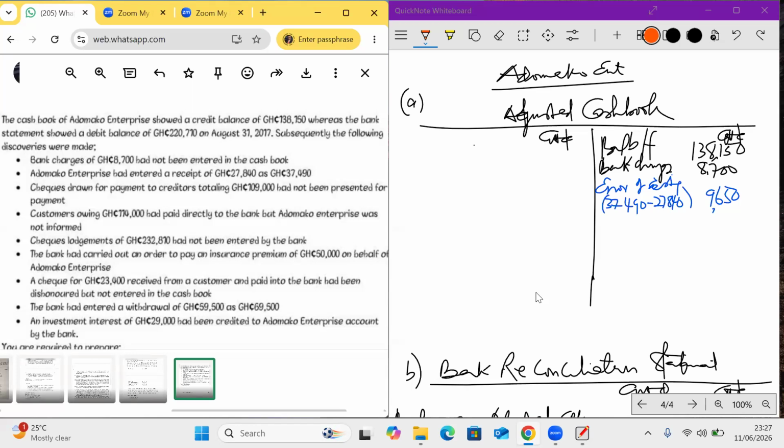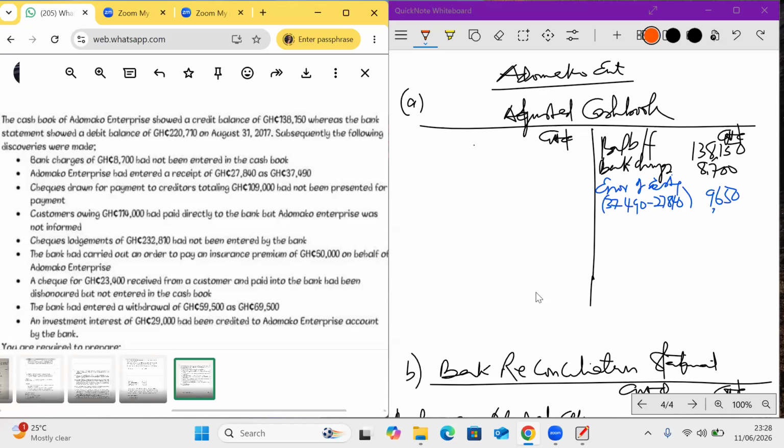Ask yourself this question: the two books, the bank statement and the cash book, which one of them has an issue? Cash book. Why cash book? Because it said it has paid to the bank, but it didn't appear. Adomako Enterprise was not informed, which means Adomako didn't capture it in the cash book. So if it was not in the cash book, what book is used to correct the cash book? Adjusted cash book. That's how you have to understand it.